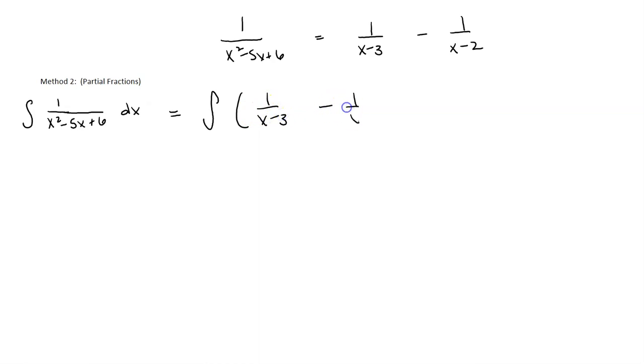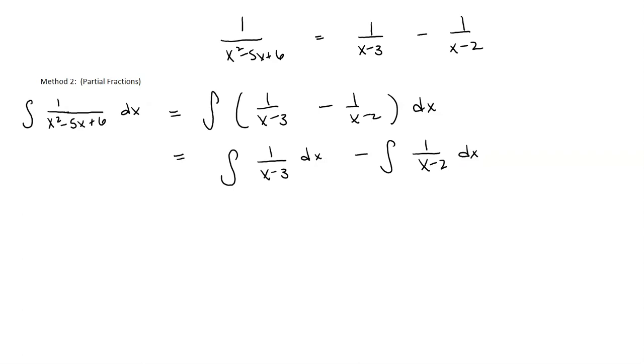method for doing this. This is what we call the method of partial fraction decomposition, and it all hinges on the fact that 1 over x squared minus 5x plus 6 is equal to 1 over x minus 3 minus 1 over x minus 2. And because those two functions are equal, we can then turn this into the integral of the right-hand side. And then I can split it into two integrals, 1 over x minus 3 and the integral of 1 over x minus 2 dx with a minus in the middle.